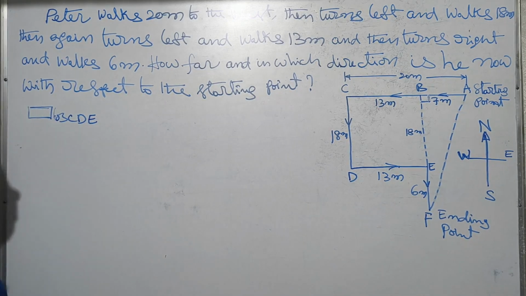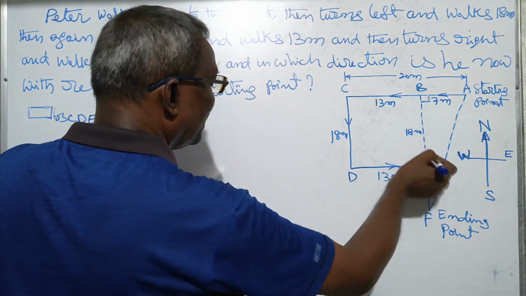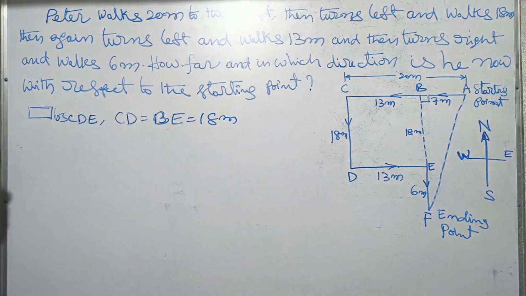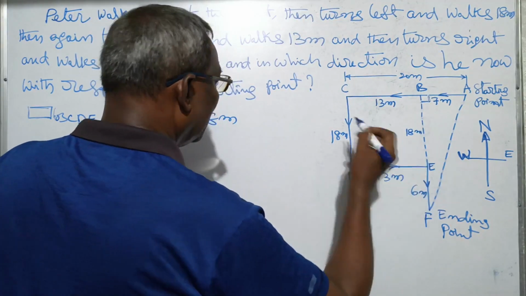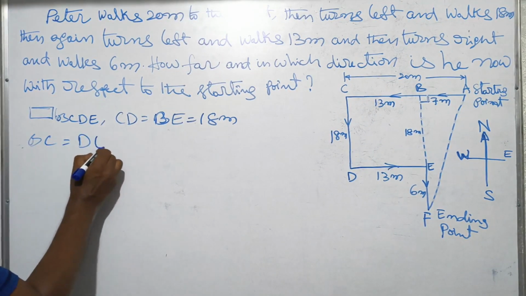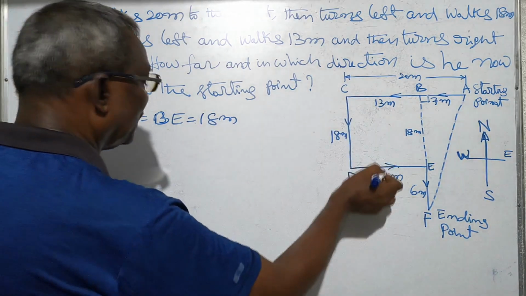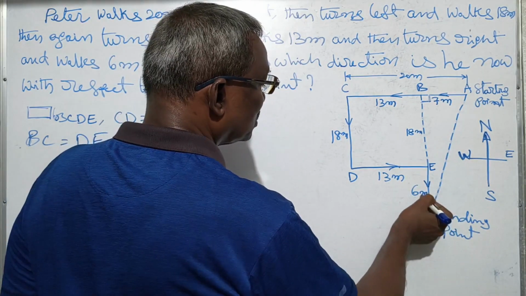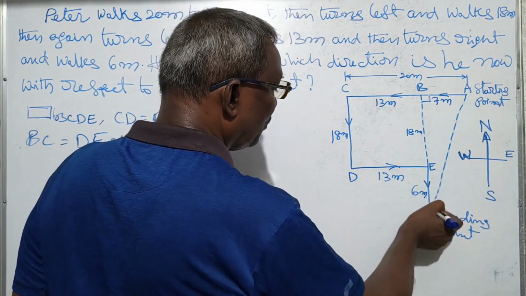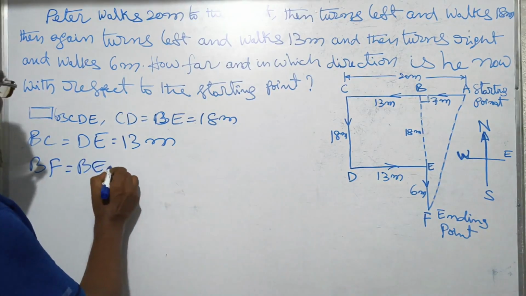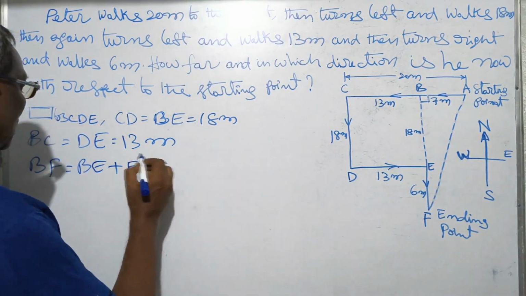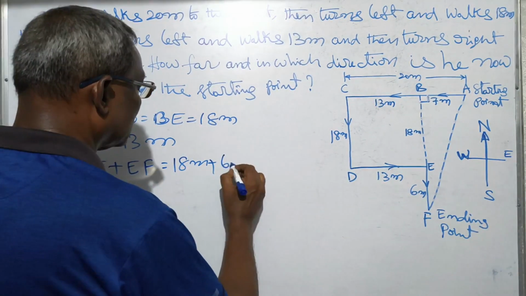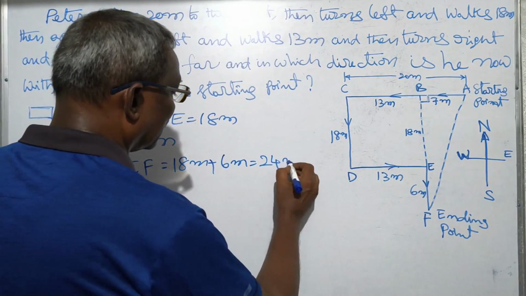Rectangle BCDA. CD is equal to BE, that is equal to 18 meters. Next, BC is equal to DE, that is equal to 13 meters. Next, BE is equal to 18 meters. Then EF is equal to 6 meters. Total BF is equal to BE plus EF, that is 18 meters plus 6 meters, that is equal to 24 meters.